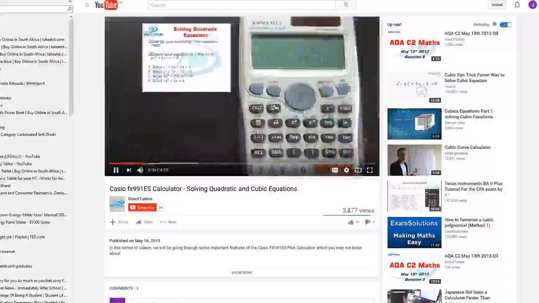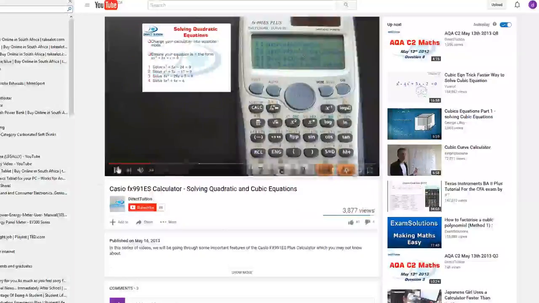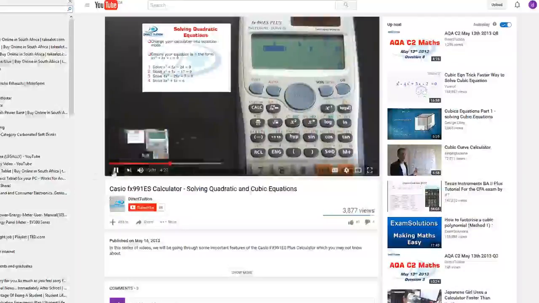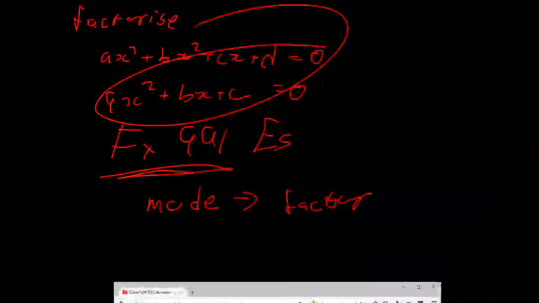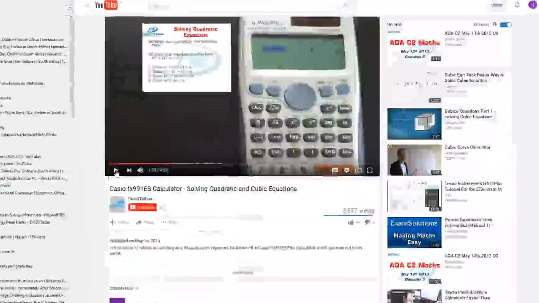So there you go. So you press mode, then you go to equation, and then it gives you the various forms of the equations over there. So there is your ax squared plus bx plus c equals 0, or your ax cubed plus bx squared plus cx plus d. So you can select one of those modes by pressing 1, 2, 3, or 4. And then it's going to ask you to enter a, b, and c, which are the coefficients of your equation, or a, b, c, and d if you've chosen the cubic mode.